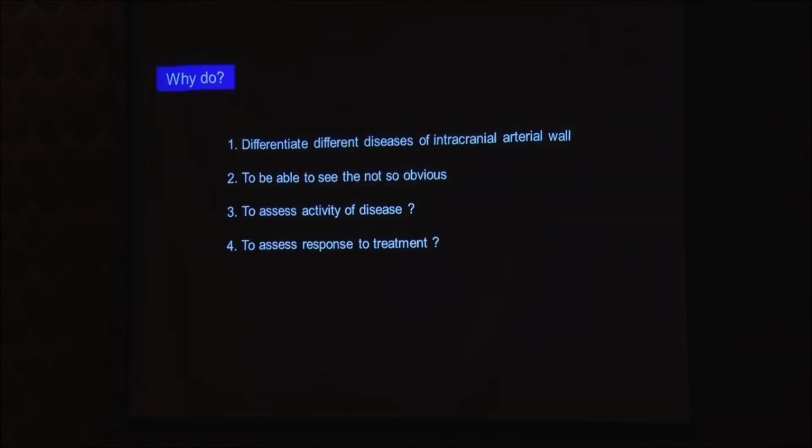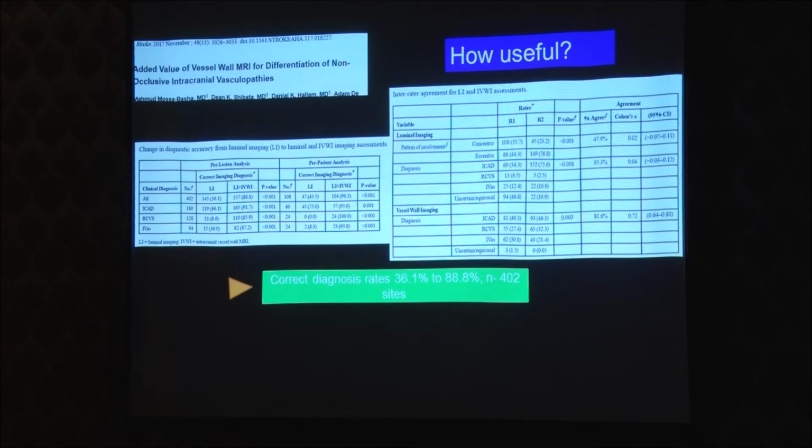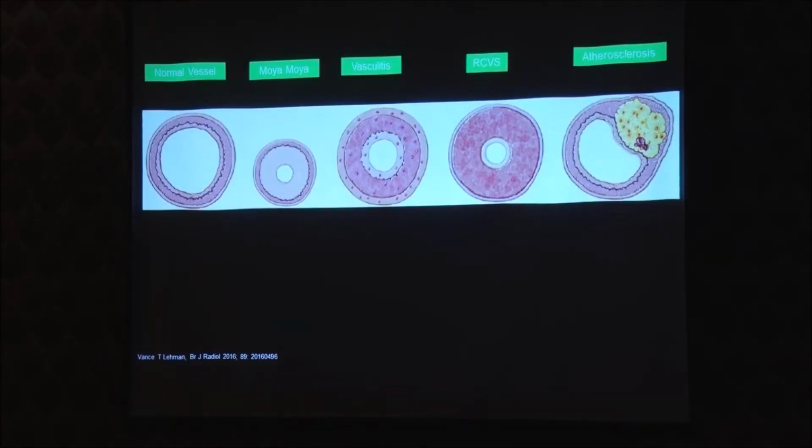So why do we want to do it? We'll be able to differentiate different diseases of the intracranial arterial wall, to see the not so obvious, assess disease activity, and assess response to treatment. So how useful is this imaging? This is an interesting paper in Stroke, which showed that the correct diagnosis rates increased from 36% to nearly 88%, and the inter-rater agreement significantly improved from 0.02 to 0.72. Therefore, I feel it plays a significant role in identifying the underlying pathology. So what are the different states that we are going to discuss?